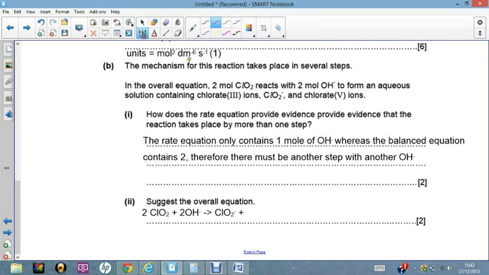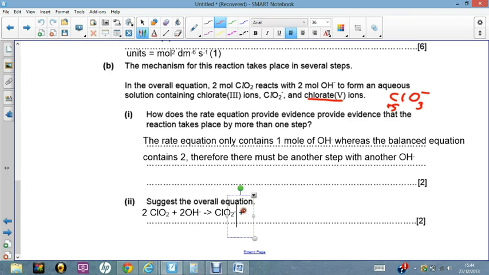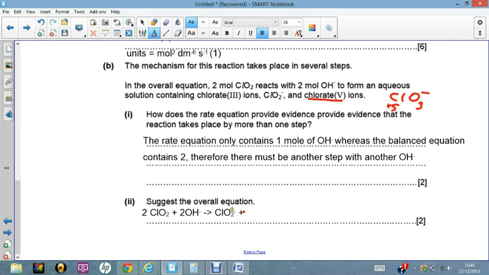So chlorate 5 ions, so we've got chlorine and oxygen. This is plus 5. It's going to have a minus charge because all chlorate ions have a minus charge. So if we think about how many oxygens we need to make that plus 5 and leave a minus left over, that is 3. So down in this equation, put that in there.